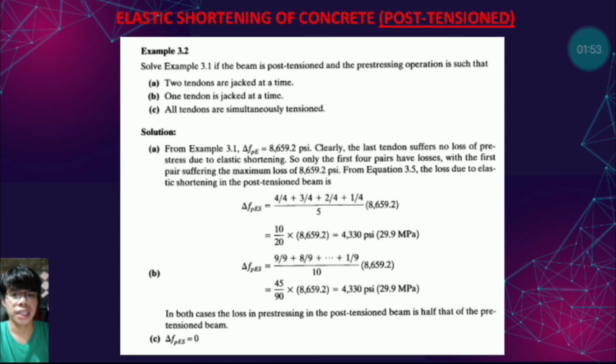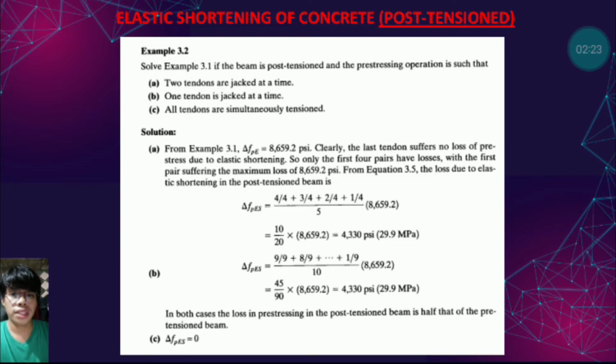Solving it, our equation will be the loss due to elastic shortening is equal to 1 divided by 5 times the quantity of 4 over 4 plus 3 over 4 plus 2 over 4 plus 1 over 4 times 8,659.2. Our answer will be 4,330 psi.